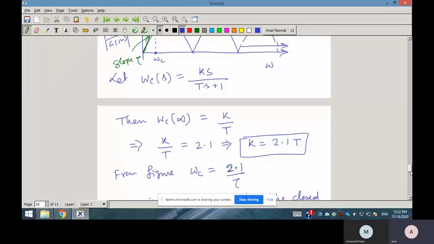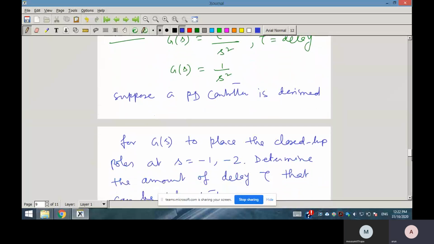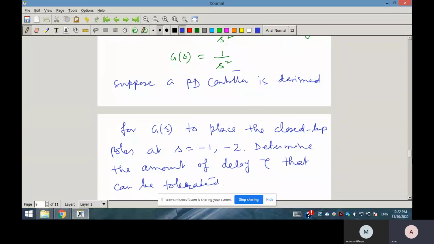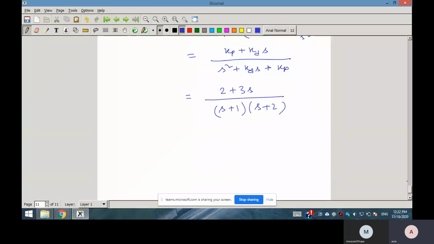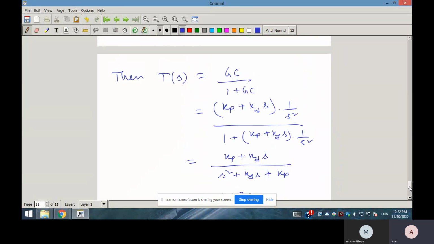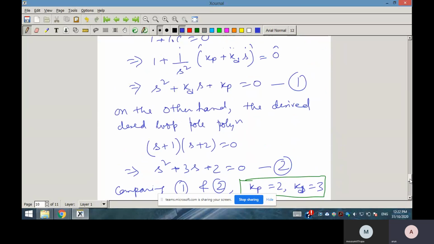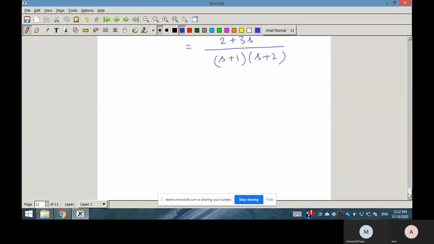So here what was the problem? Suppose the PD controller is designed, determine, okay, fine. Now we have to obtain the value of tau such that the asymptotic Bode plot of T(jω) will always lie below 1 by Wc(jω). So asymptotic Bode plot I will use for this purpose.